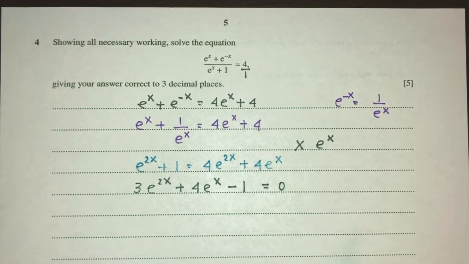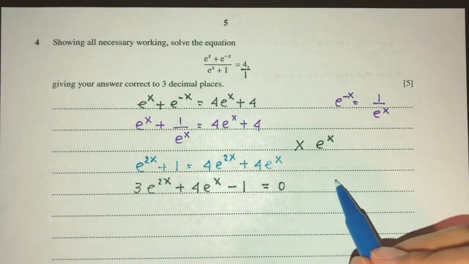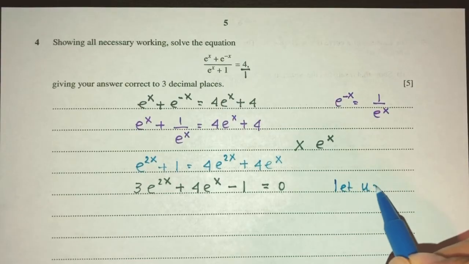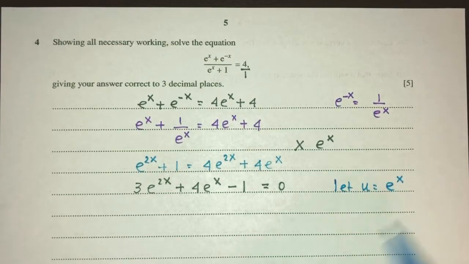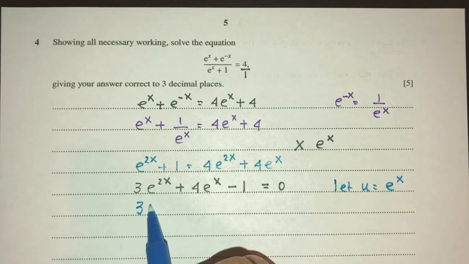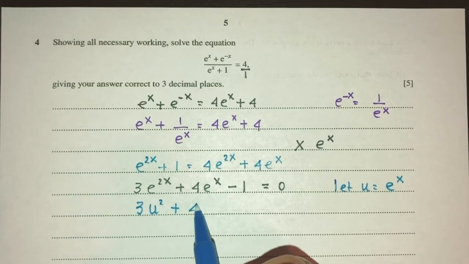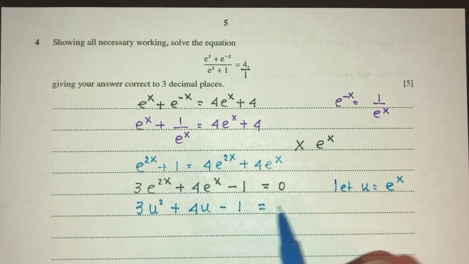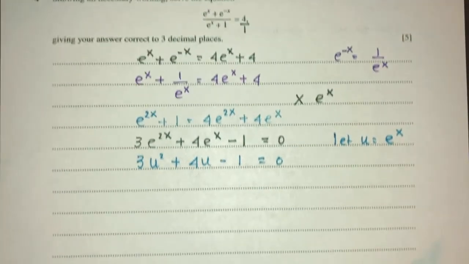So now if you observe, you have a quadratic equation in terms of exponential x. But if you don't see it, no problem. So all we can do here is we can let u equal to this. Then you can do 3u squared plus 4u minus 1. Okay, so now it is easier to understand what's happening.